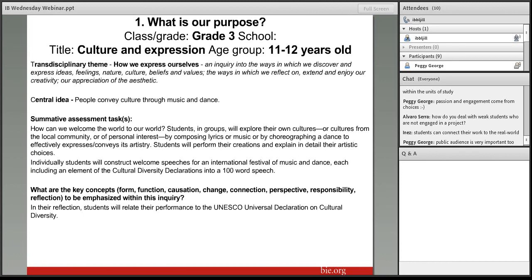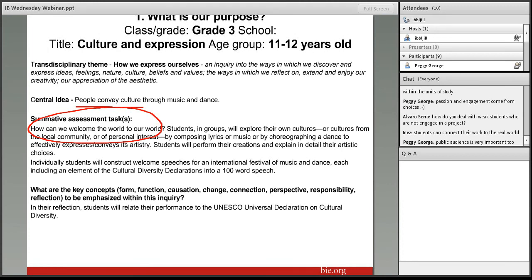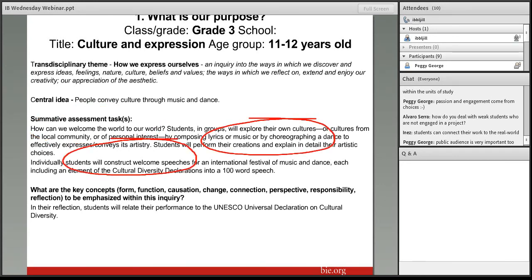Here's another example of a PYP project. Here's our transdisciplinary theme: how do we express ourselves? An inquiry into the ways in which we discover and express ideas, feelings, nature. Their central idea: people convey culture through music and dance. How do we welcome the world to our world? That is the driving question for their summative assessment task. Here are the products that our students will deliver. They're going to be composing lyrics or music or choreographing a dance. They'll also construct welcome speeches. They'll deliver these to a public audience. The Universal Declaration on Cultural Diversity is visiting their school. So their products are beyond the four walls of their classroom, but they're actually being used and presented. They have relevance and meaning to what they're working on.